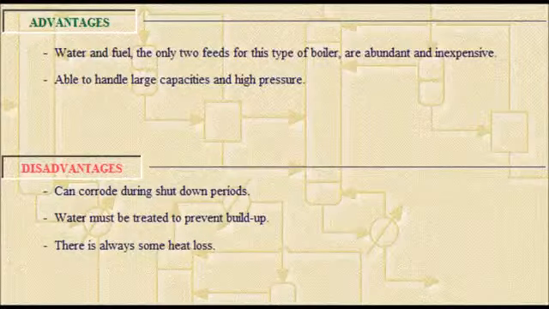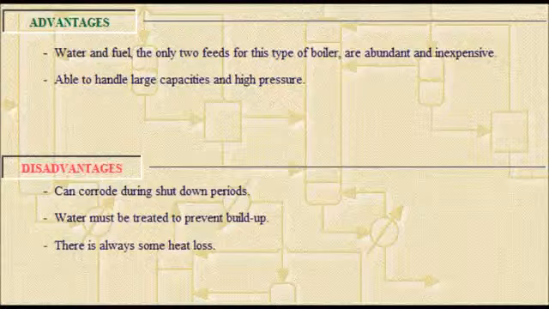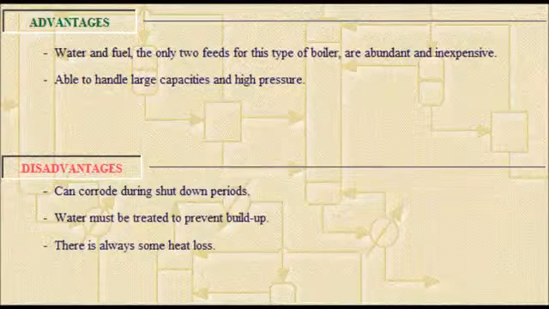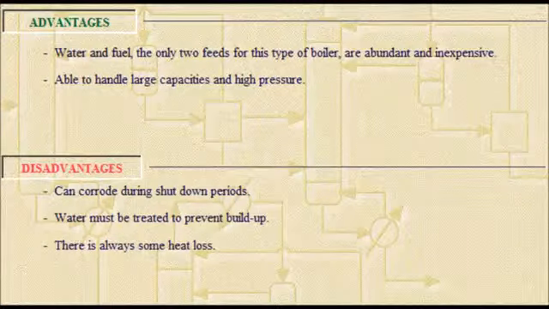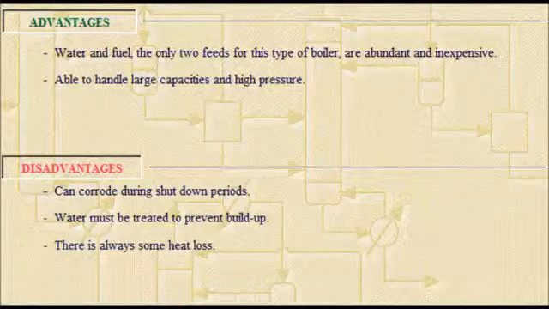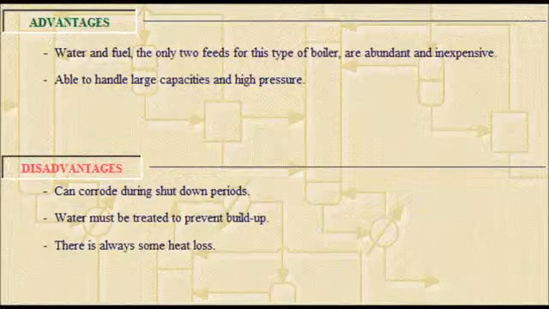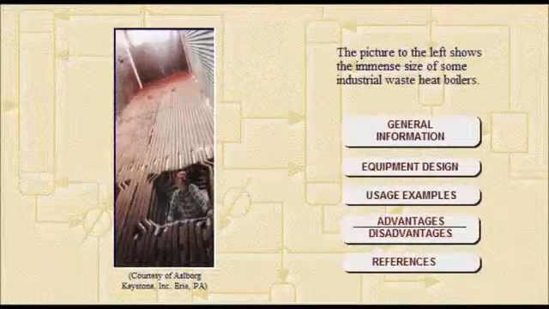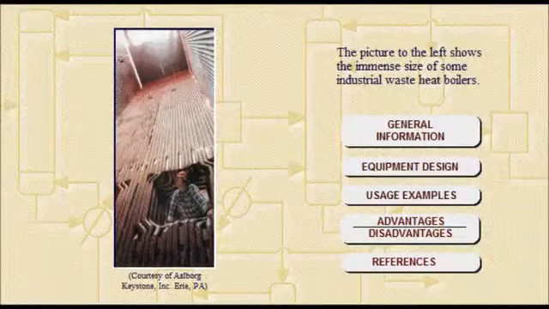Water and fuel, the only two feeds for this type of boiler, are abundant and inexpensive. It can handle large capacities and high pressure. But it corrodes during shutdown periods, and water must be treated to prevent buildup. There is always some heat loss. Water tube boilers have immense size, as shown.